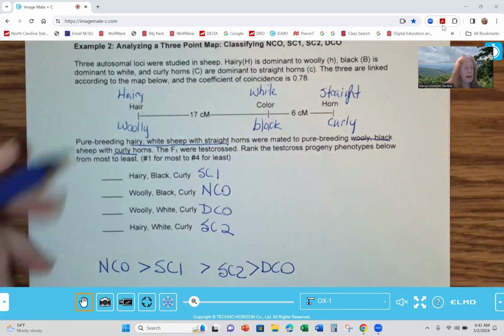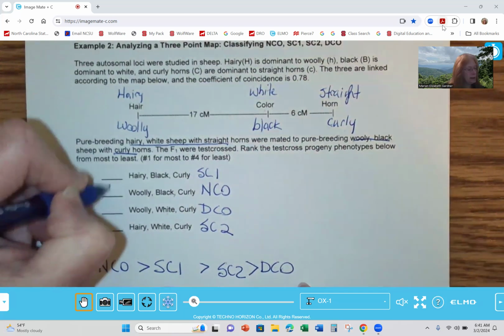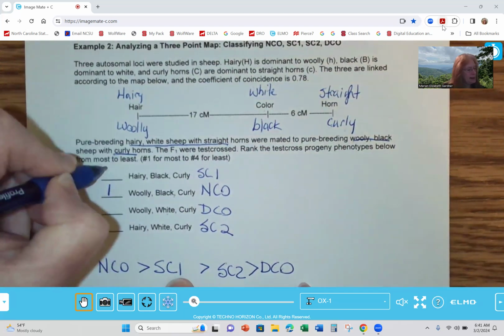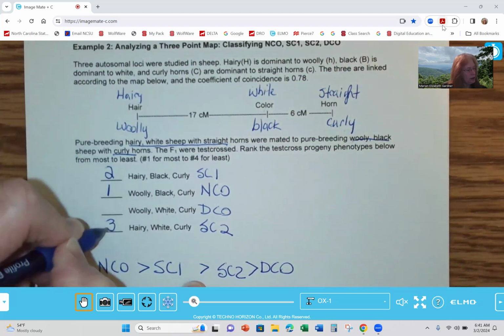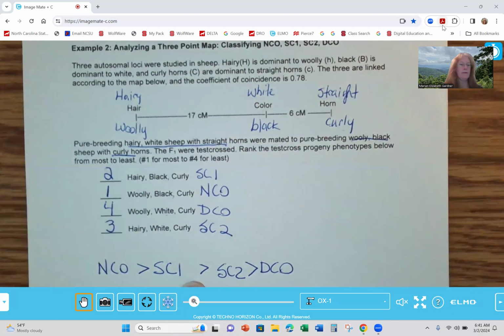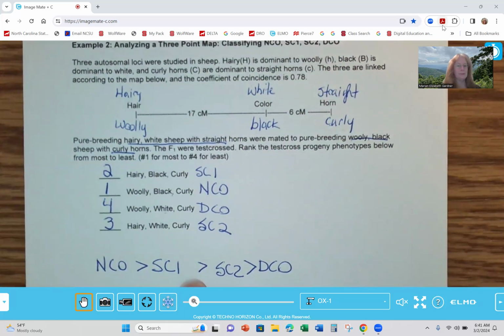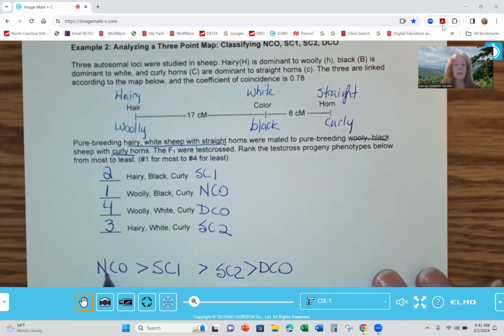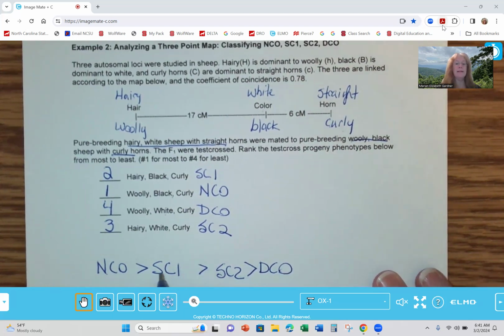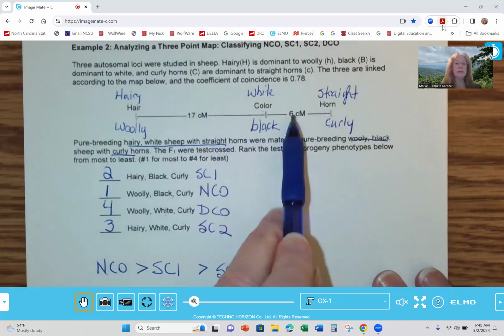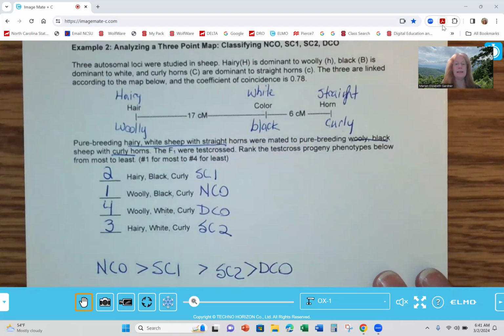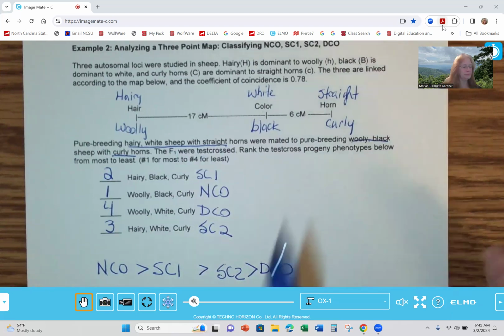So looking at our rankings, NCO is the most common, SC1 second, SC2 third, and double crossover fourth. Remember, non-crossover is always the most, double crossover is always the least. The single crossovers are in the middle, and their relative frequencies depend on the map distance. Bigger map distance is more crossing over.